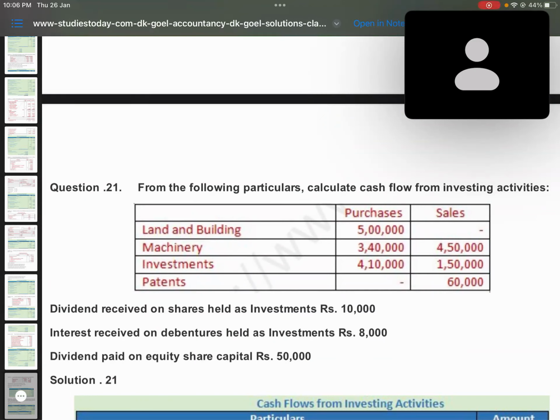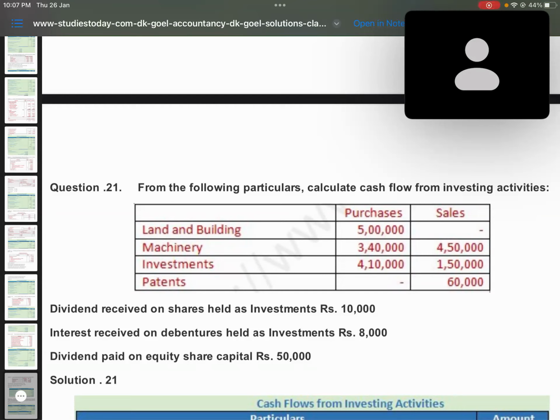All right. So it says, from the following particulars, calculate cash flow from investing activity. We have been provided with a few pieces of information relating to land and building, machinery, investment, patent. The purchase of land and building has been given as 5 lakh. Sale is missing. Sale is not there in the question, so we can simply presume that there is no sale. Machine purchase and sales are both given. Investment purchase and sales are given. In respect of patent, the sales value is given.